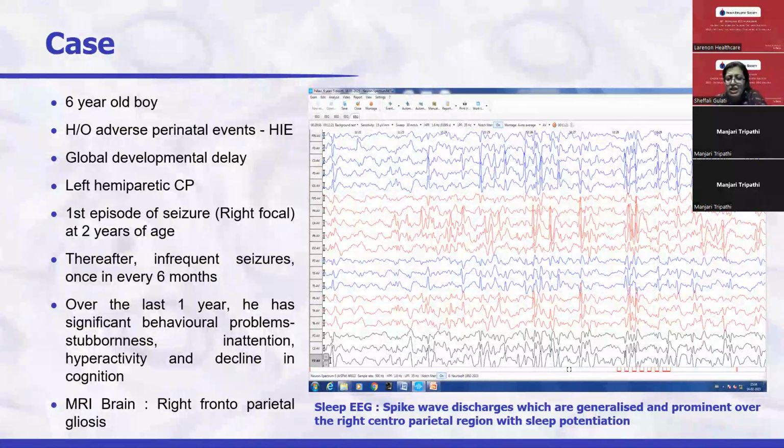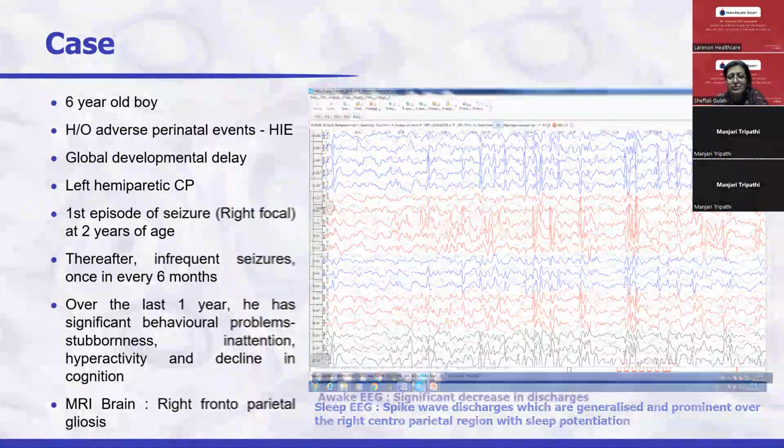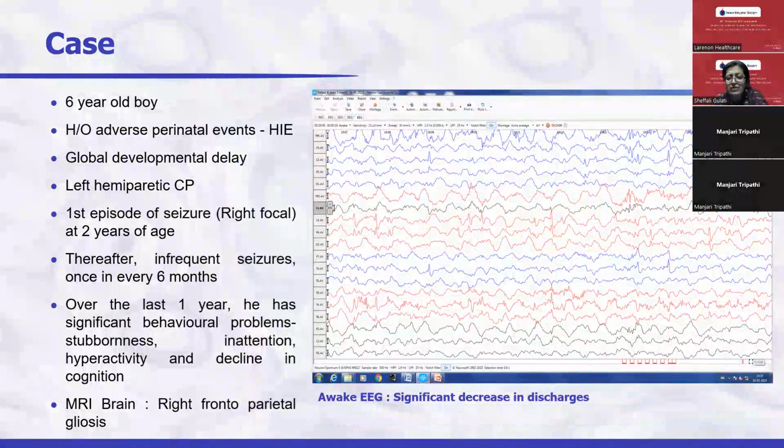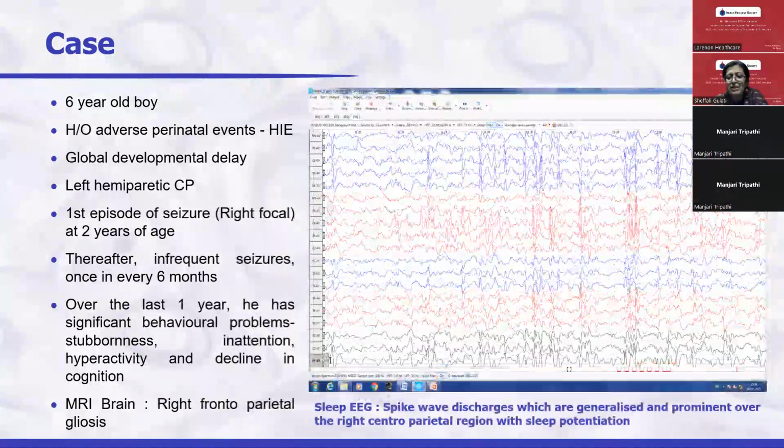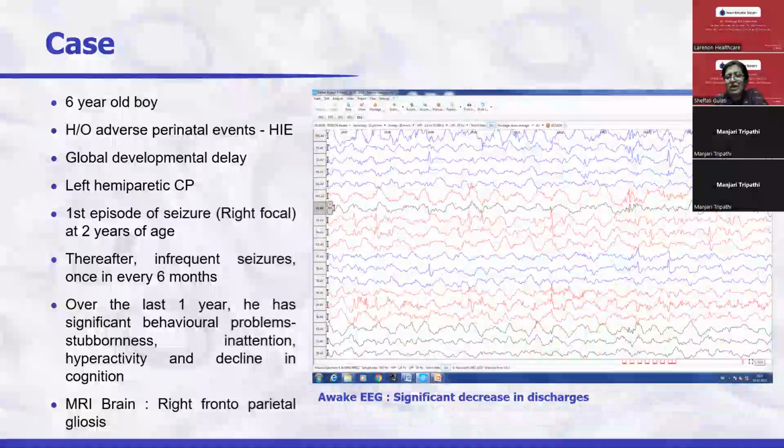So this sleep EEG showed spike wave discharges which are generalized and prominent over the right centroparietal part with sleep potentiation. On an awake EEG, there was a significant decrease in the discharges. So see, this was the sleep EEG and this is the awake EEG.